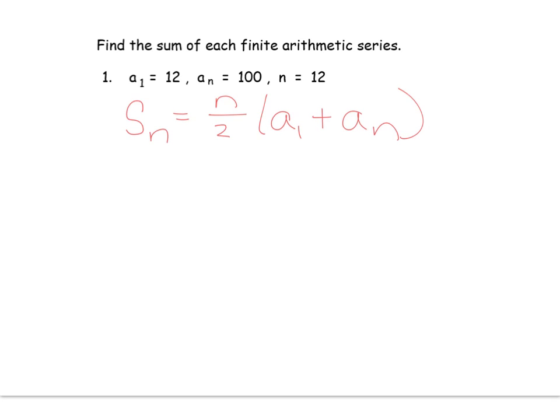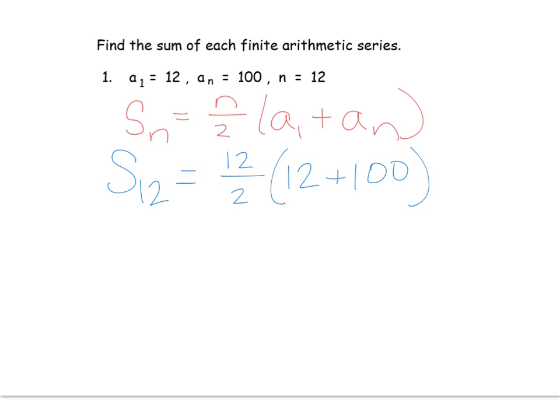So, according to the formula, Sn is equal to n over 2 times a1 plus an. I'm going to replace n with 12. So I'm going to find the sum of 12 numbers. So n gets replaced with 12. Where the first number in my list that I'm adding is the number 12, and the last number in the list that I'm adding is the number 100.